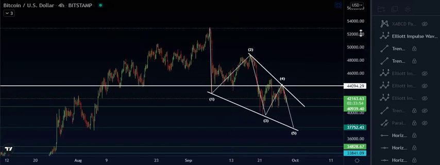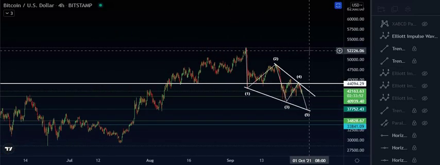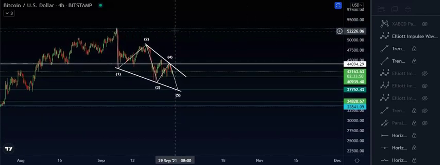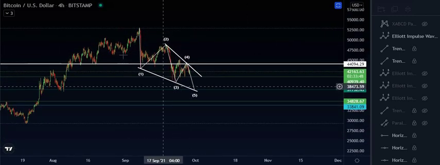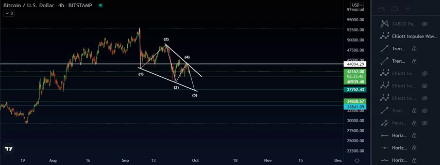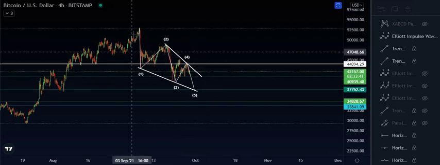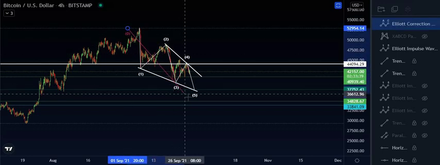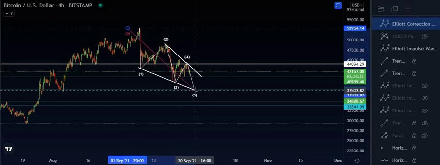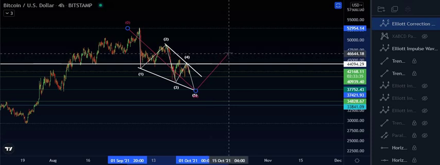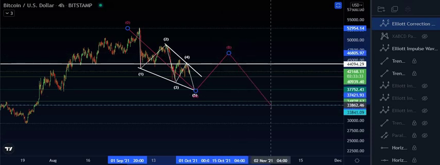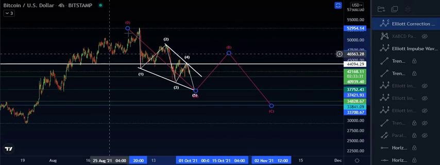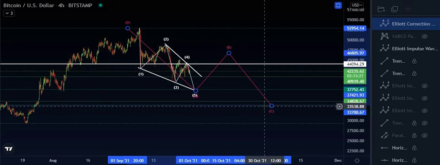Now, what is the possibility? What are the probable outcomes if this is a leading diagonal? Now, this can either be an ABC. So this whole 5-wave move, which is a leading diagonal, can either be an A move, right? And we come up for a B move, then come down for a C move. So basically, this whole move would give us an ABC. This is a very, very high possibility.